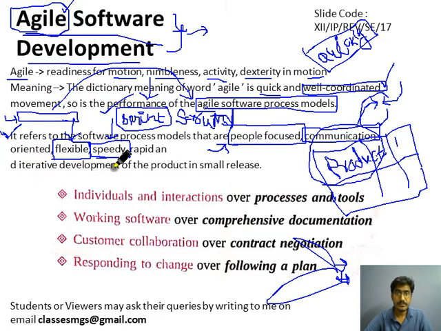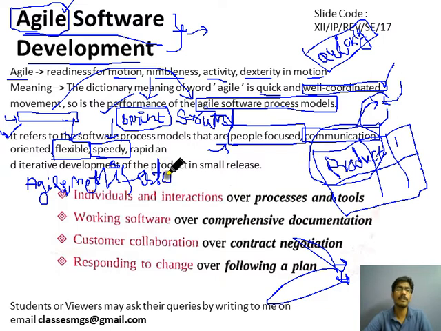Okay, so these are some of the agile manifestos given here. Agile manifesto, we call those. If the question is asked in your board examination that what is the agile manifesto, then you will write these points.